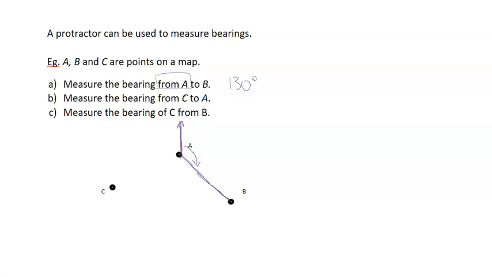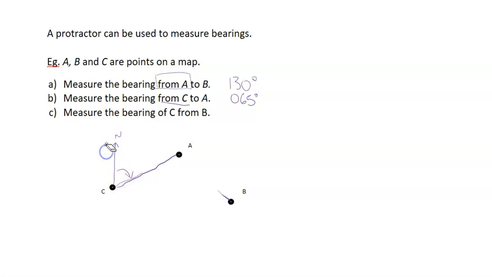Measure the bearing from C to A. So now we reset this. We've got to decide where we're going from. Wherever we go from has north attached to it. So we're going from C this time, and we're going to A. So we've got to draw that line to A, and again, measure the bearing clockwise from north. This time, it's 65 degrees, and I hope you wrote that as a three-figure bearing.